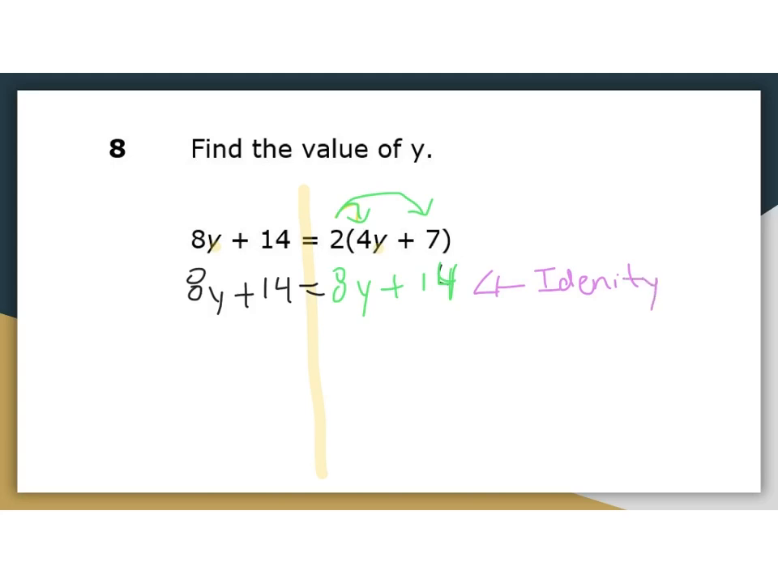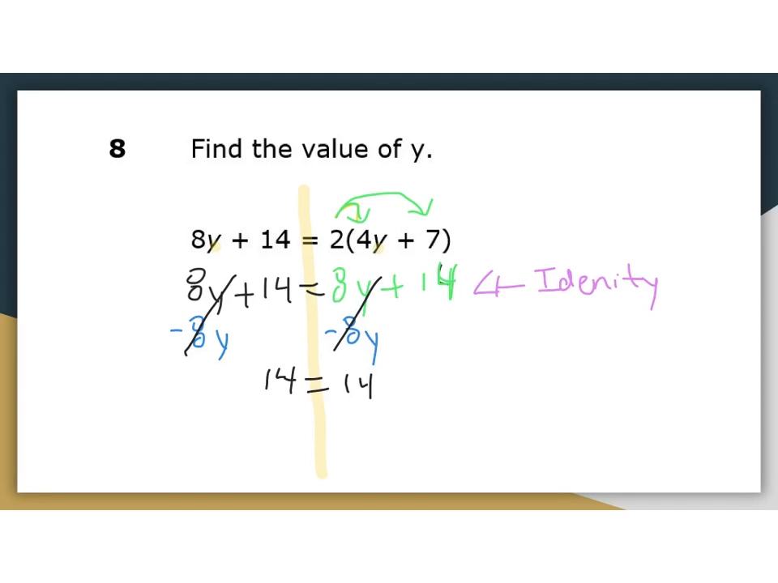If you don't see that, it's okay. We can still go ahead and proceed in solving this equation. So I'm going to go ahead and get the variables on the same side. I'm going to subtract 8y from both sides. Now, 8y minus 8y is 0. Those are gone, leaving us with 14 on the left. And on the right, 8y minus 8y cancels out, leaving us with 14.